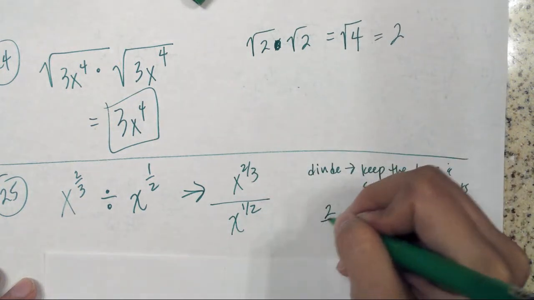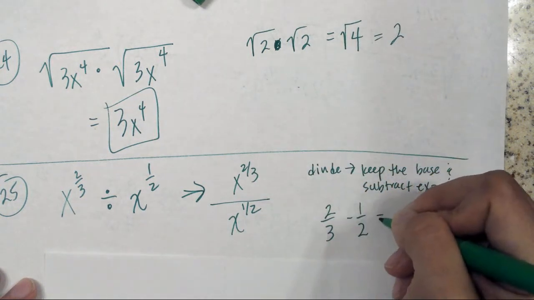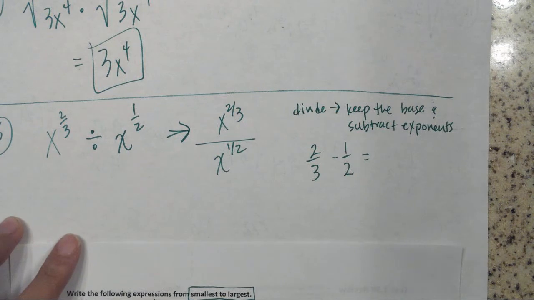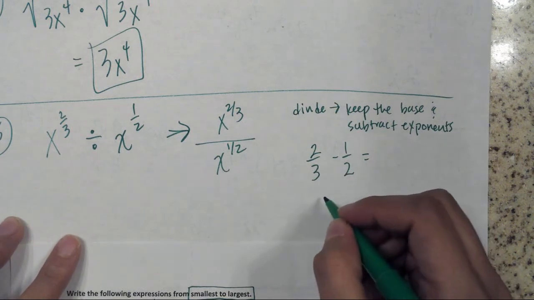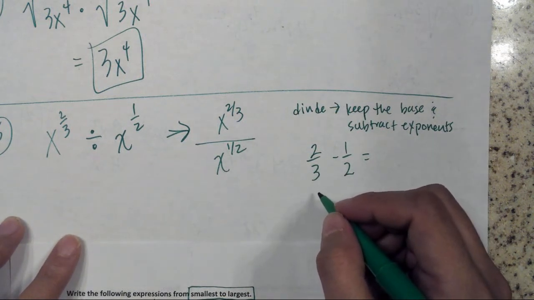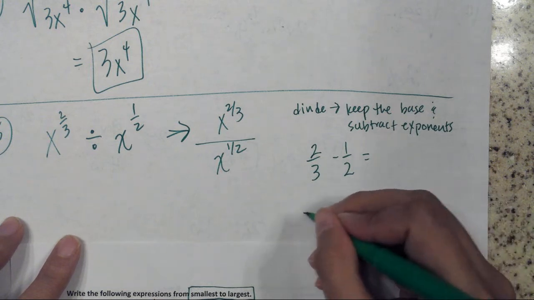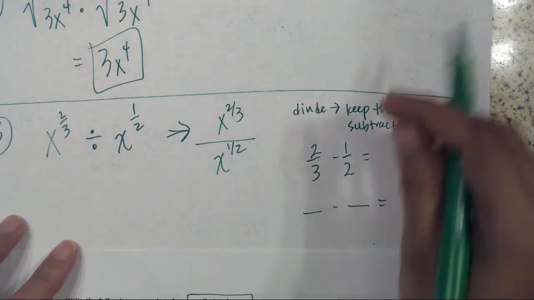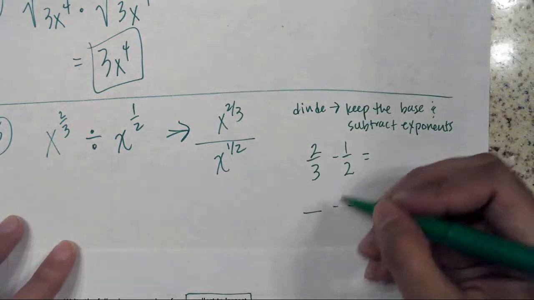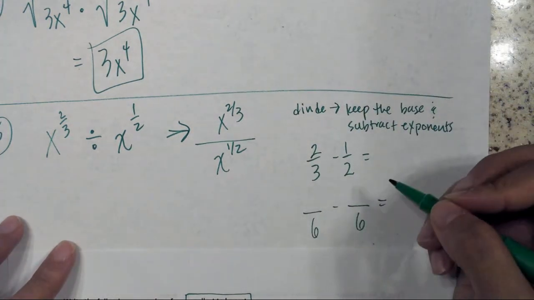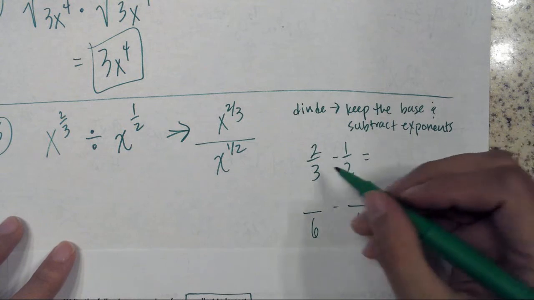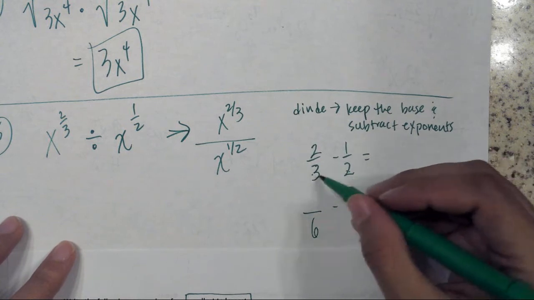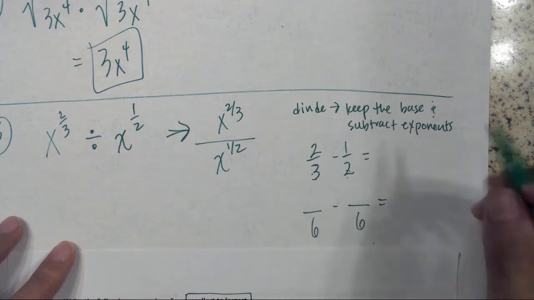So I'm going to do 2/3 minus 1/2, right? I can't do that because they don't have a common denominator. When you're adding or subtracting fractions, you have to have a common denominator. So I need to make a common denominator. My common denominator between 3 and 2 is 6. If you're not sure what the common denominator is, all you can do is just multiply the two guys together, the bottom. 3 times 2 is 6.